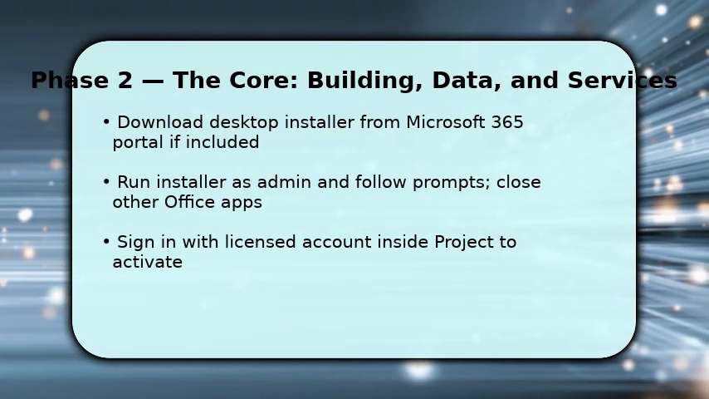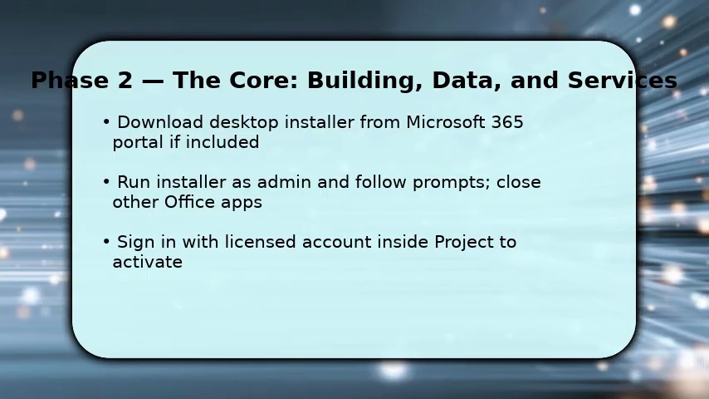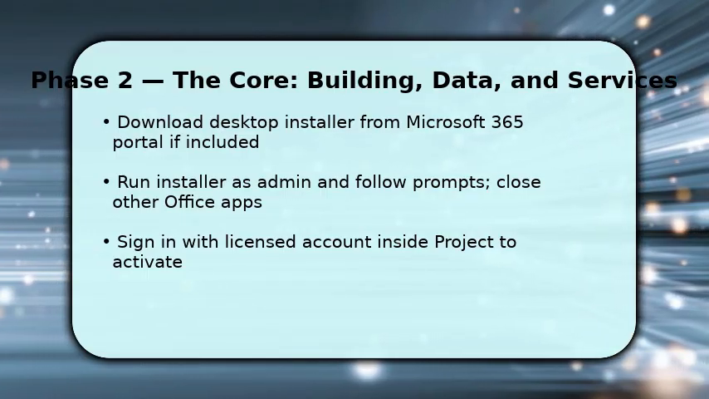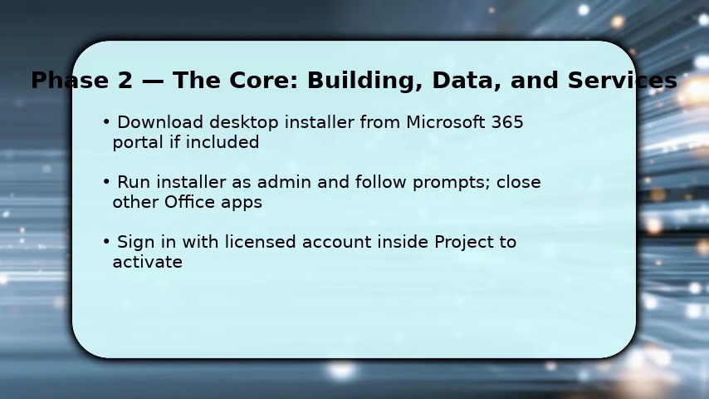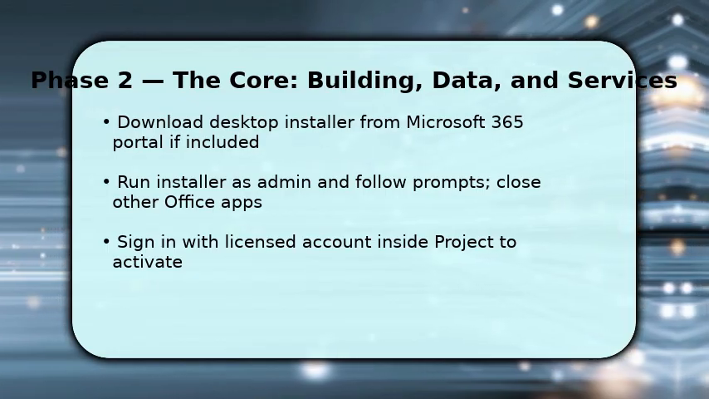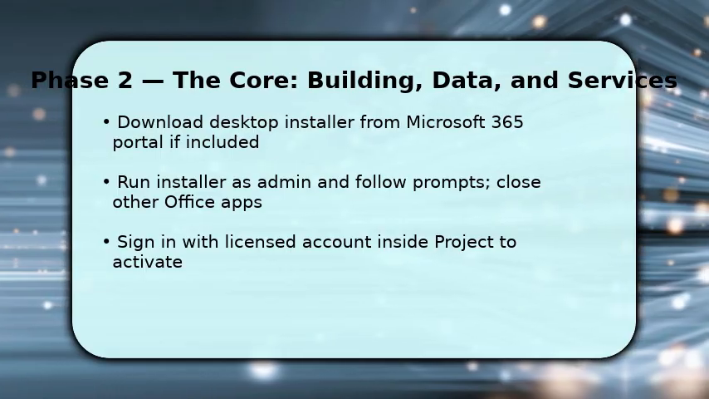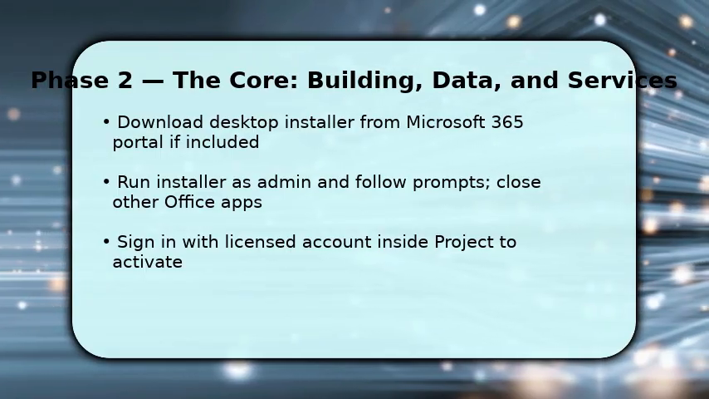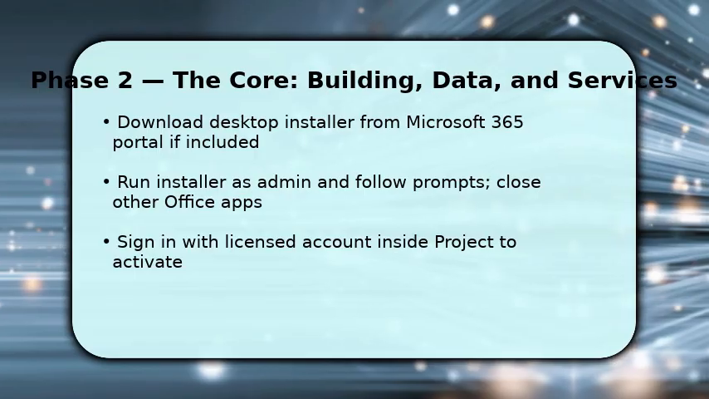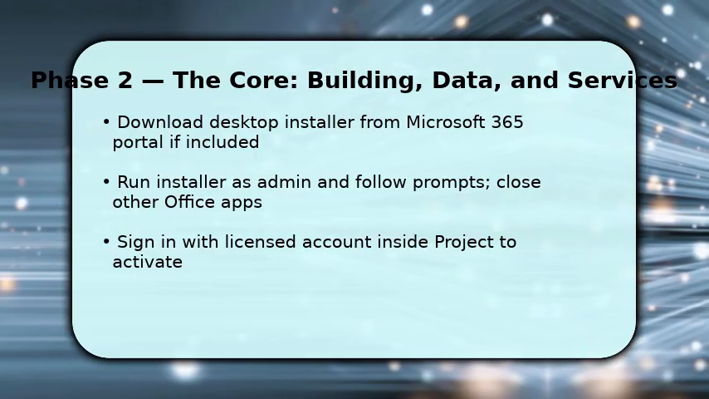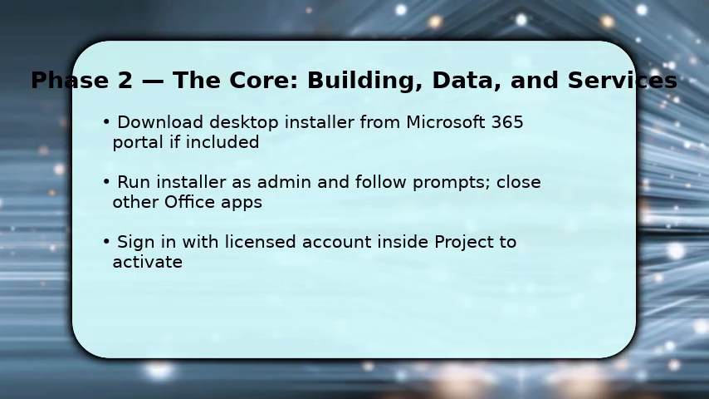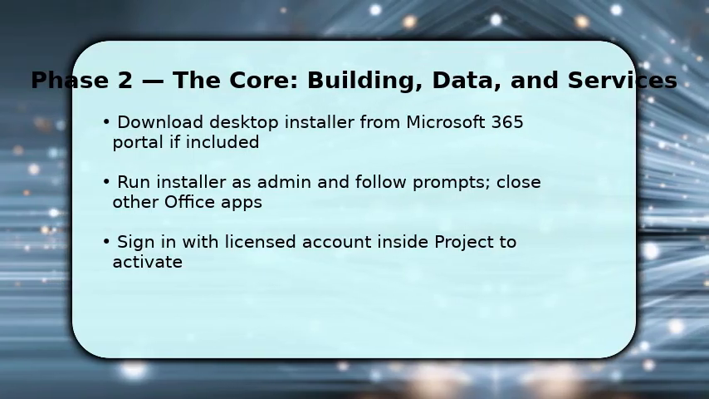Once you have the license, go to the Microsoft 365 portal and download the Project desktop installer if your plan includes it. Run the installer as administrator. Allow it to update Office components and close any open Office apps. Install can take several minutes. Monitor progress. After installation, launch Project and sign in with the same account you used to buy the license, so activation occurs automatically.